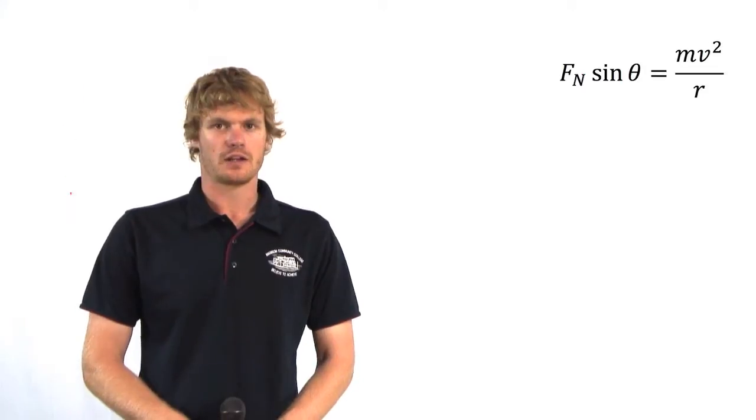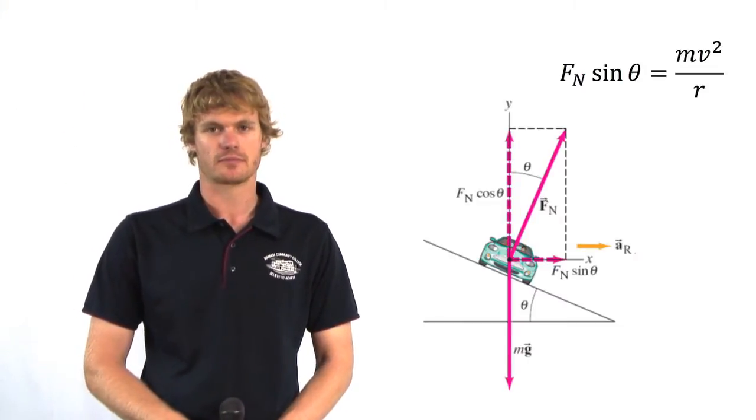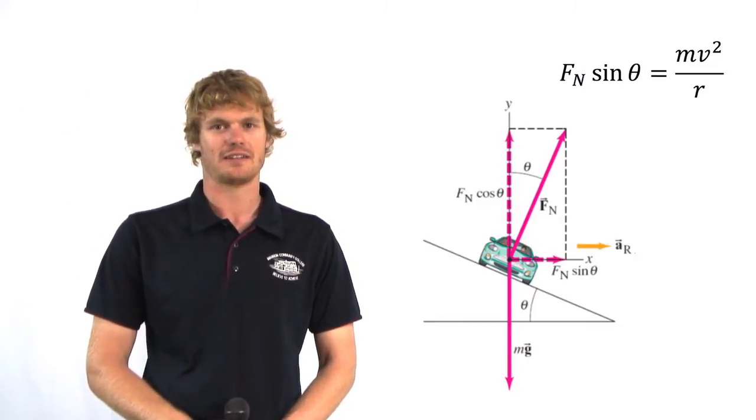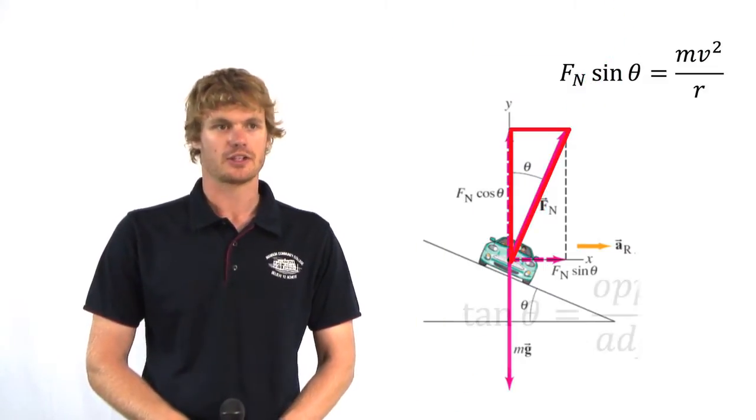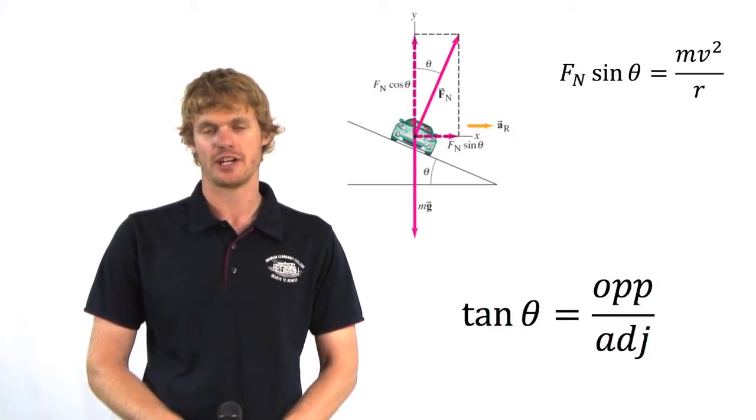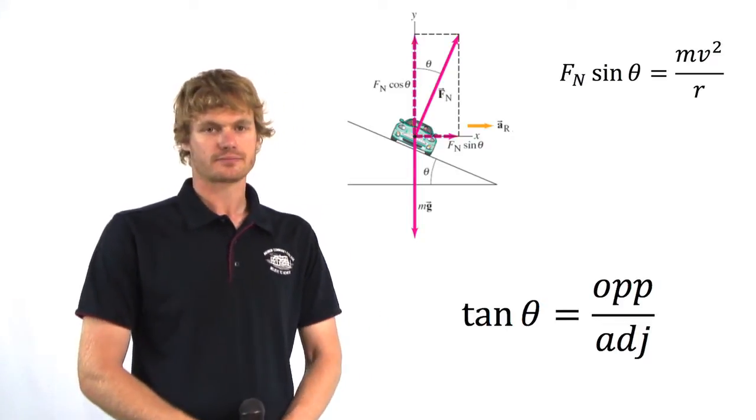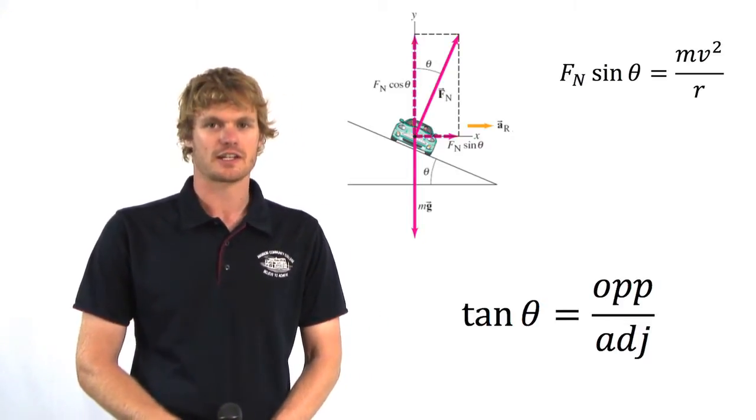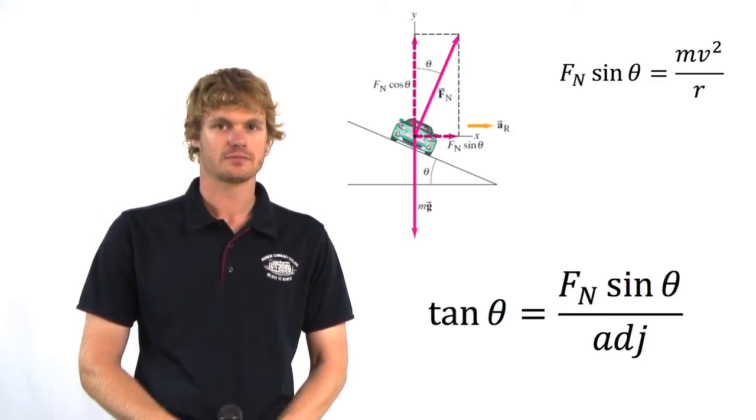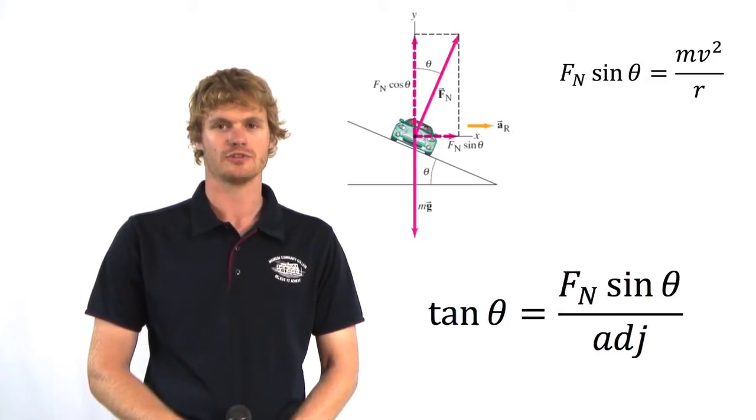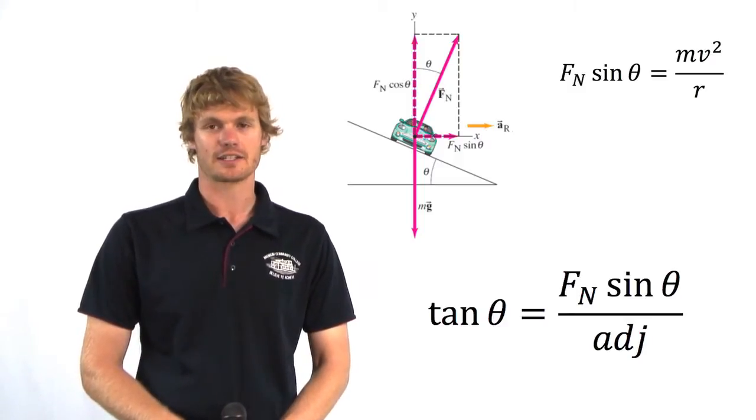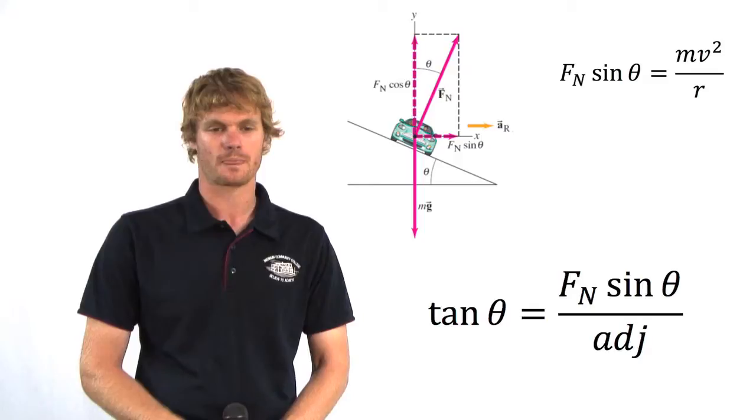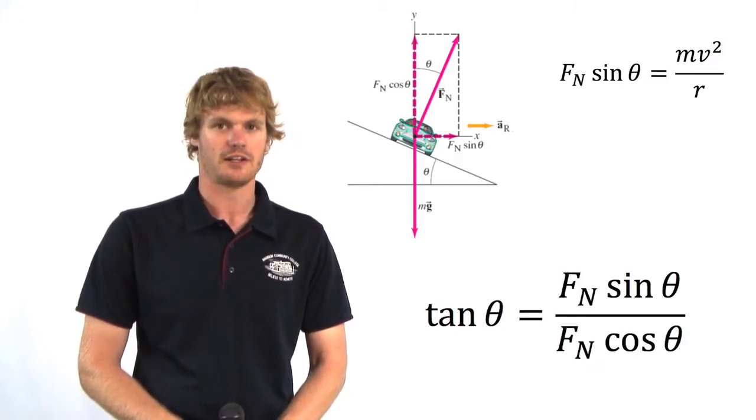So if we look at our vector diagram and we find the tan theta of this triangle we've got here, tan theta is equal to opposite over adjacent. Our opposite side is going to be Fn sine theta, so the horizontal component of our normal force, and our adjacent side is going to be our vertical component. The vertical component being Fn cos theta.